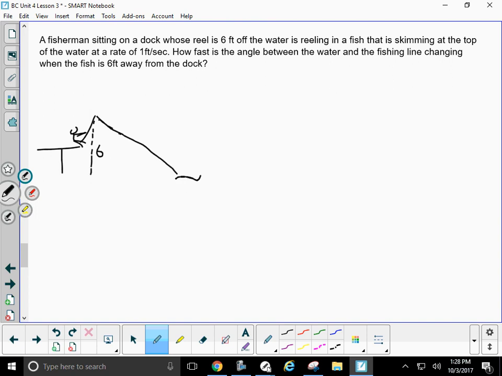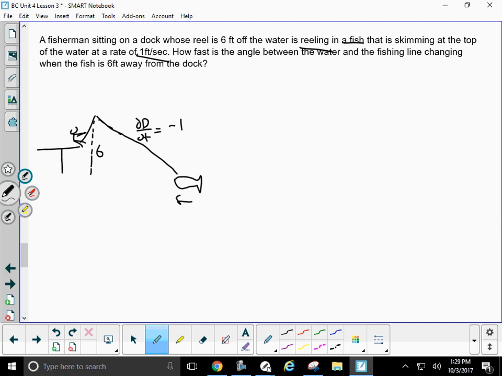The fish is going to be skimming across the top of the water, so he's going to be moving horizontally, the big fish. And he's reeling in the fish at a rate of 1 foot per second. So actually, this length of this line, dD/dt, is -1. Okay?